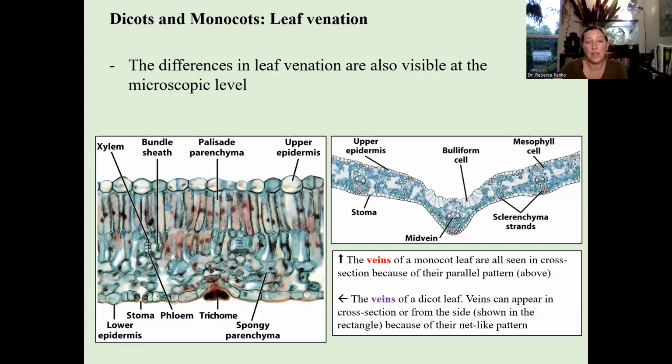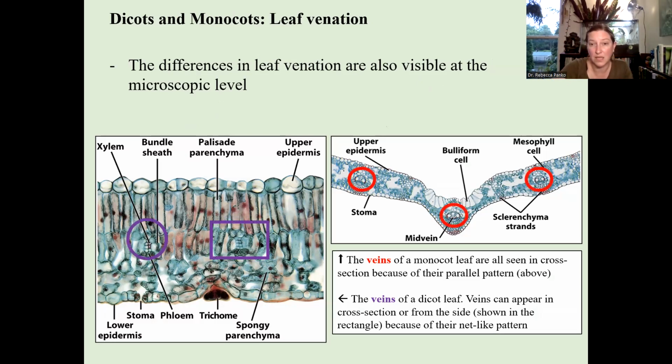So on the right here is a microscope image of a monocot. Because the veins of the monocot are parallel to each other, if you were to cut a leaf and look at it under the microscope, all of the veins would face you because they run parallel to each other. And that's what you see here on the right. Notice these red circles are each showing you a vein, and each vein faces you because the monocot veins run parallel, so you can see all of them.